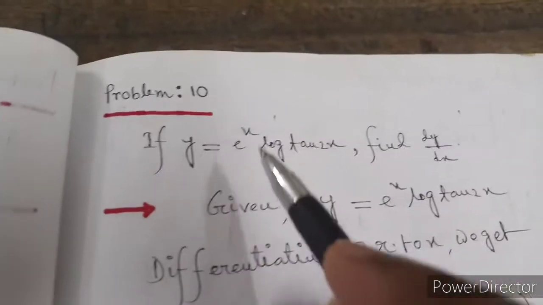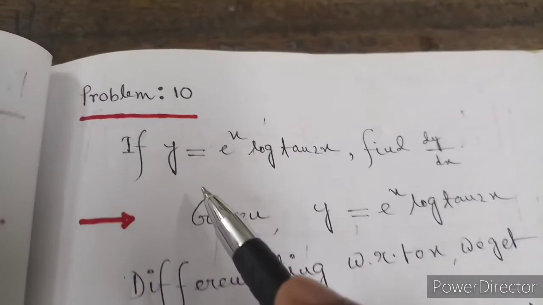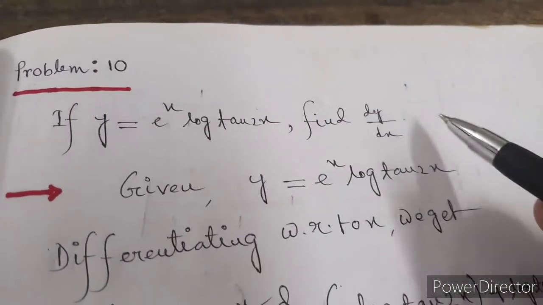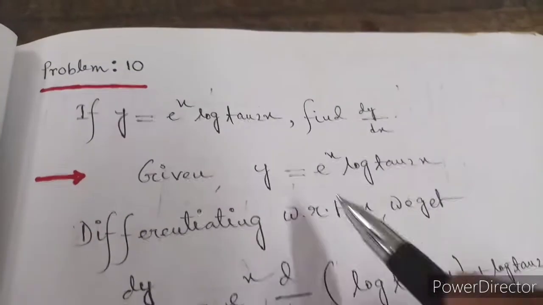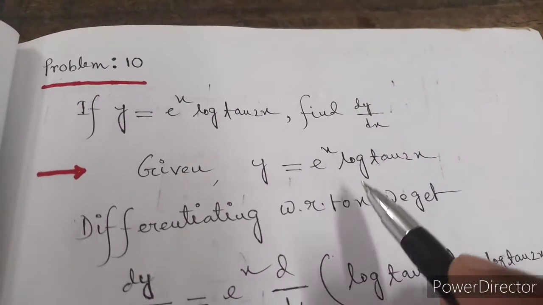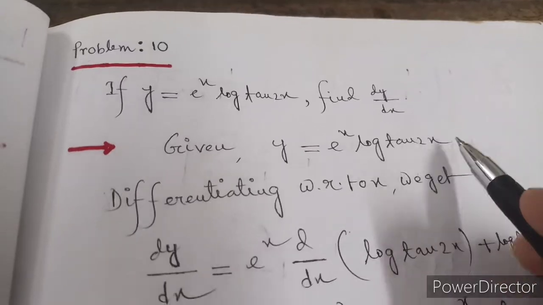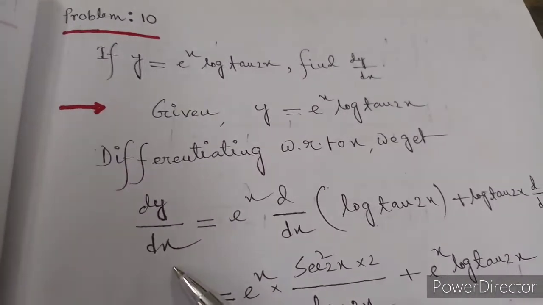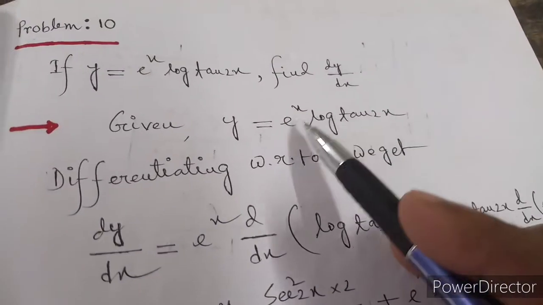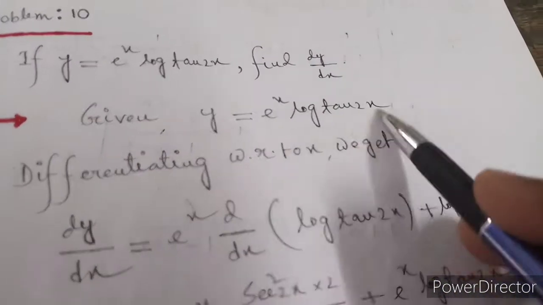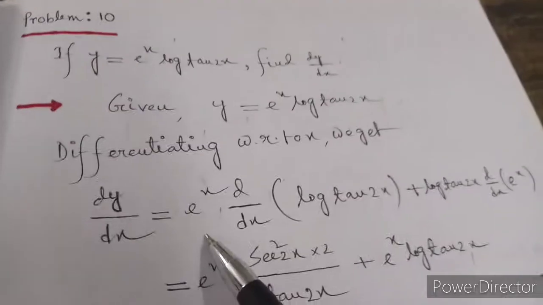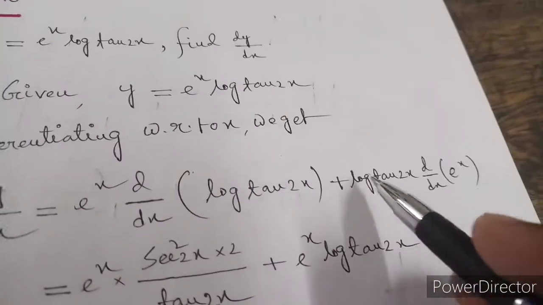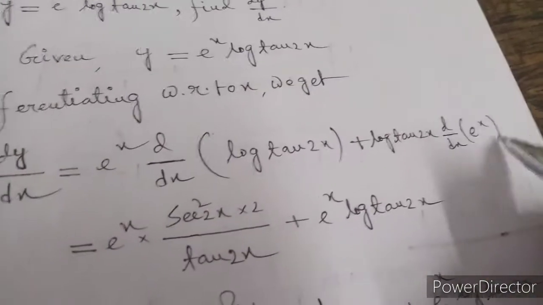So now problem number 10. If y equals e to the power x into log tan 2x, find dy/dx. Given y equals e to the power x log tan 2x, if we differentiate this with respect to x, we get dy/dx equal to, so it is your u, and this total is your v. So e to the power x into the derivative of log tan 2x, plus log tan 2x is constant, into the derivative of e to the power x.